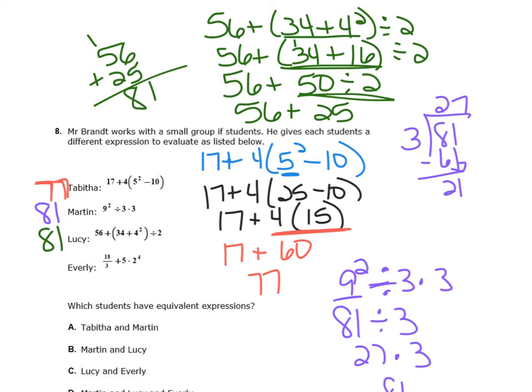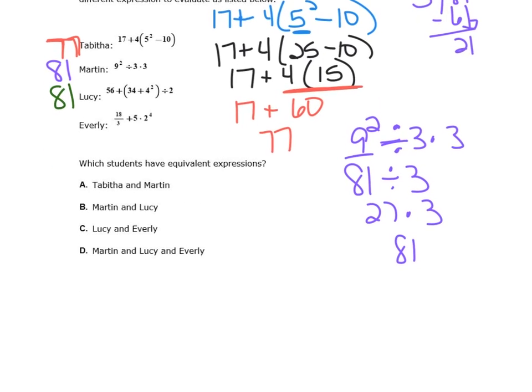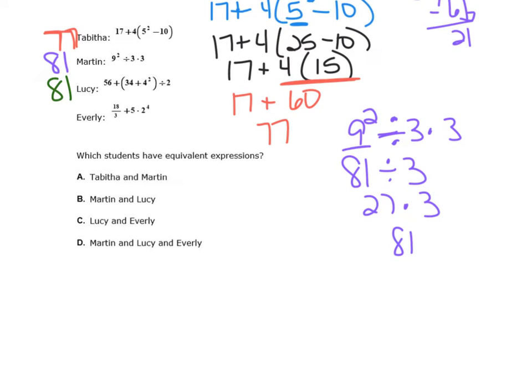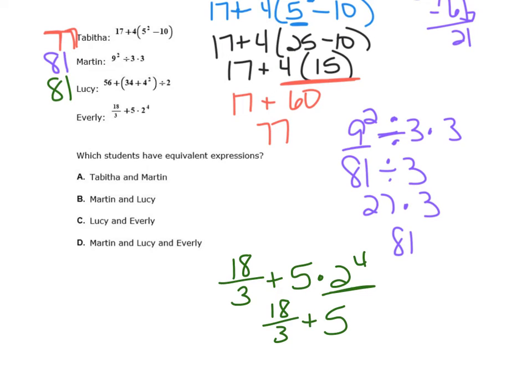So again, I'm going to make some room. So we're going to go in and do Everly's. Now remember, when you have a fraction that represents division 2. So 18 divided by 3 plus 5 times 2 to the 4th power. So the first thing we do is exponents. So we have 18 divided by 3 plus 5, 2 to the 4th power.